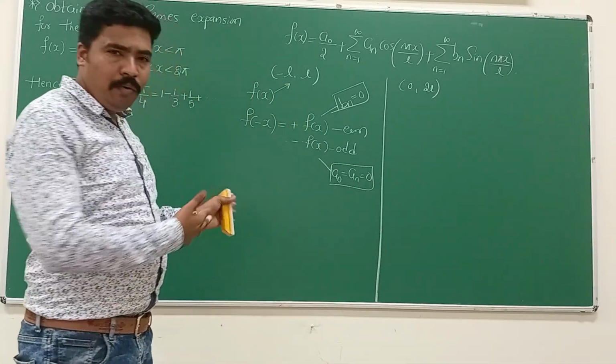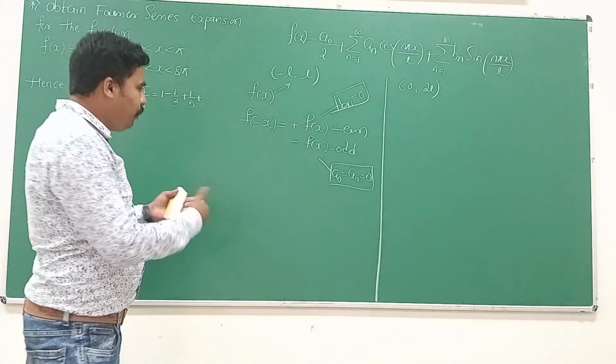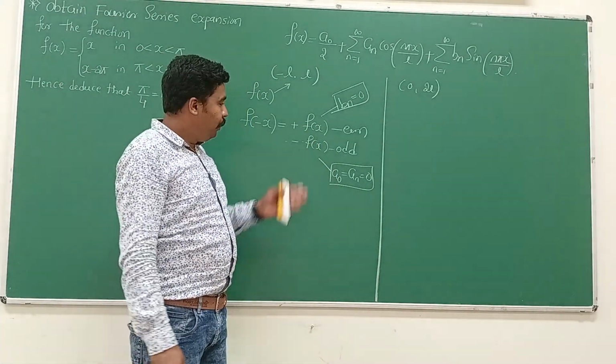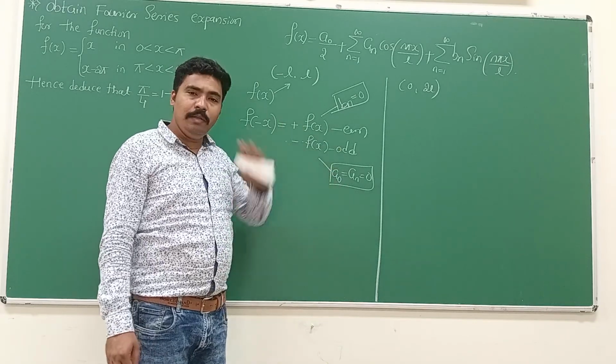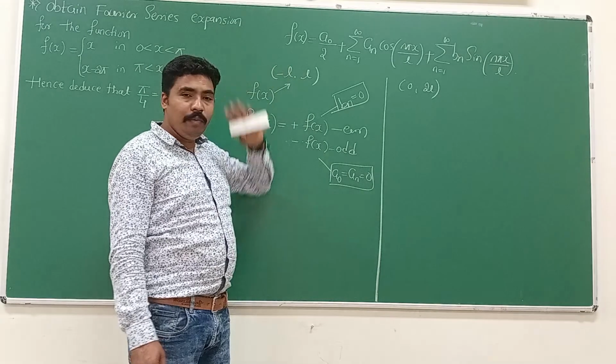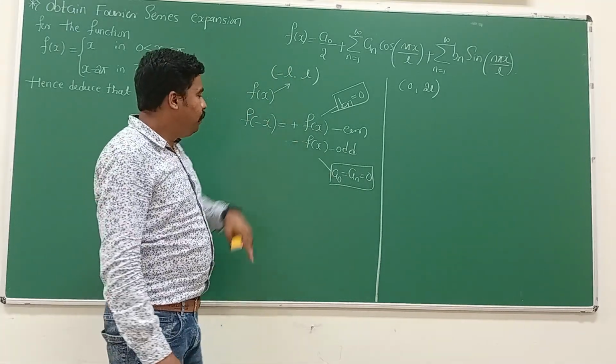I hope it seems very good, right, dear students? It's very simple, no? Instead of finding a0 and an by applying the formula, if we know the even odd concept, I can directly make them 0. If I know the given function is even, bn should be 0. So I'll take one simple example.